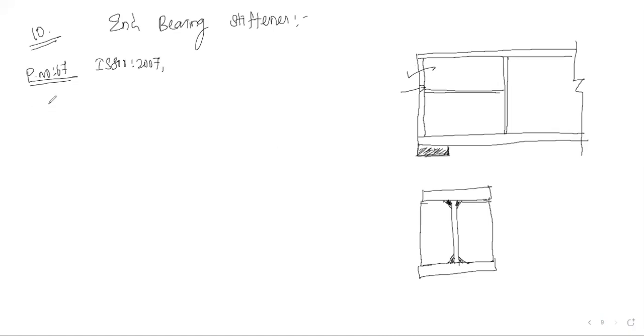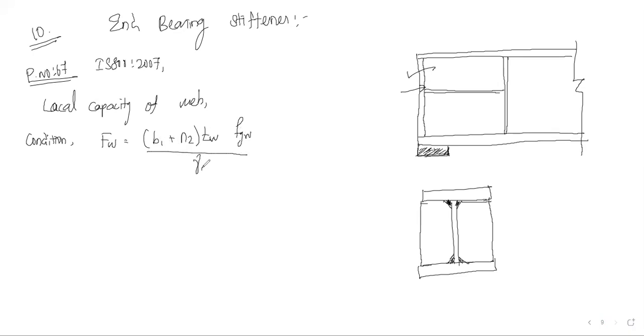2007, local capacity of web. So the condition is, we have the formula FW is equal to (B1 plus N2) into TW into Fyw divided by gamma M naught, should be greater than V. So this is our condition.